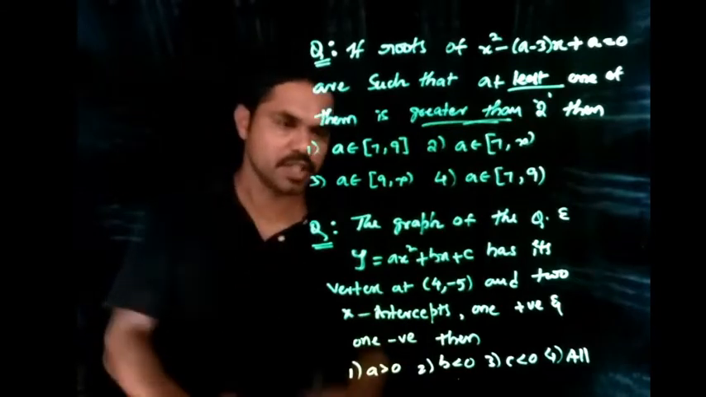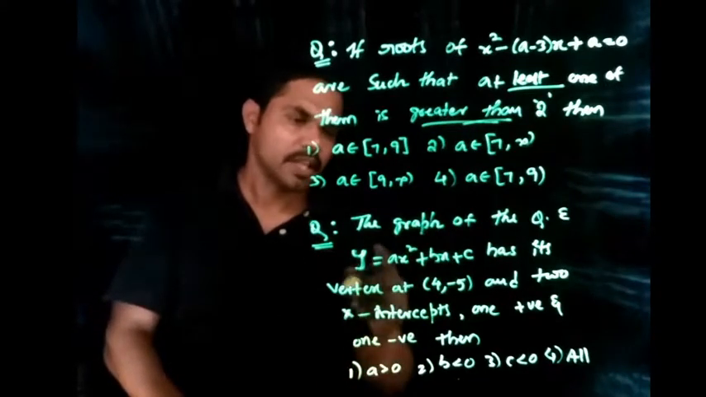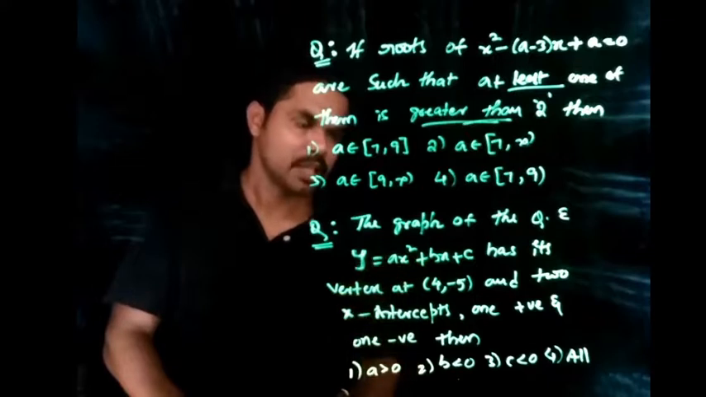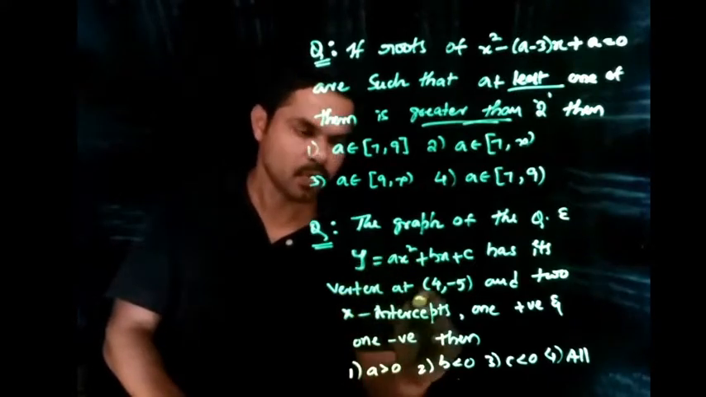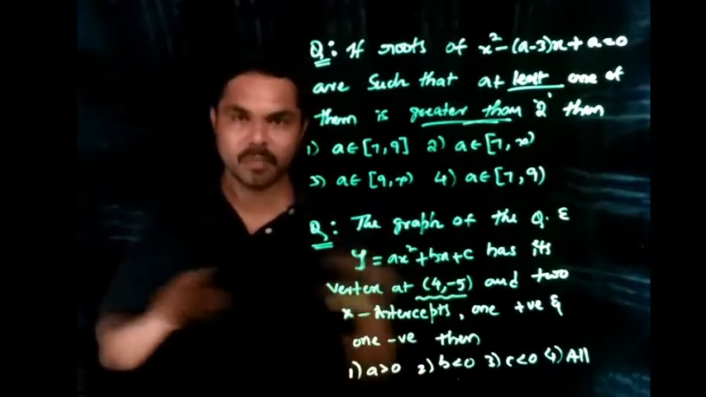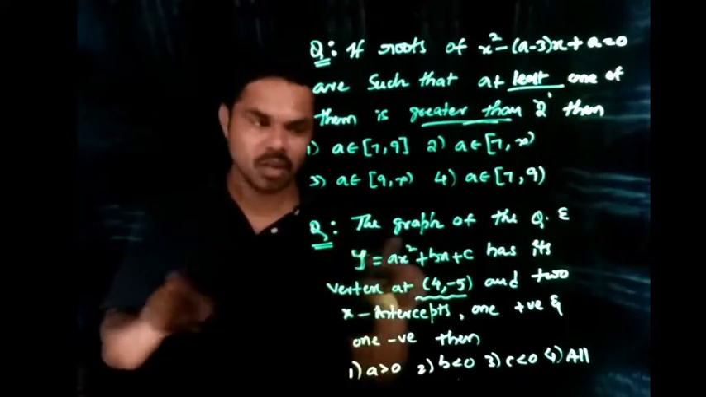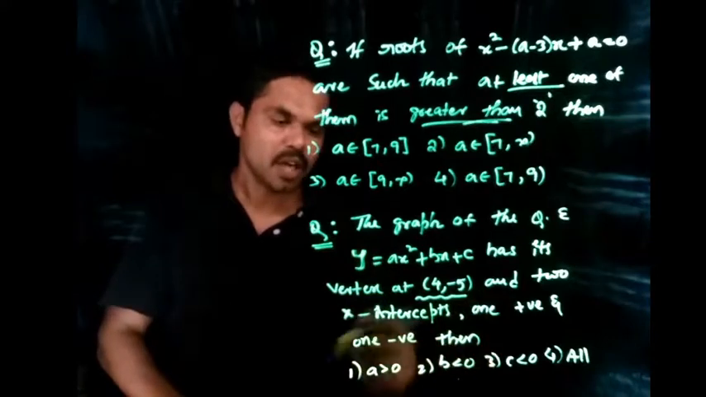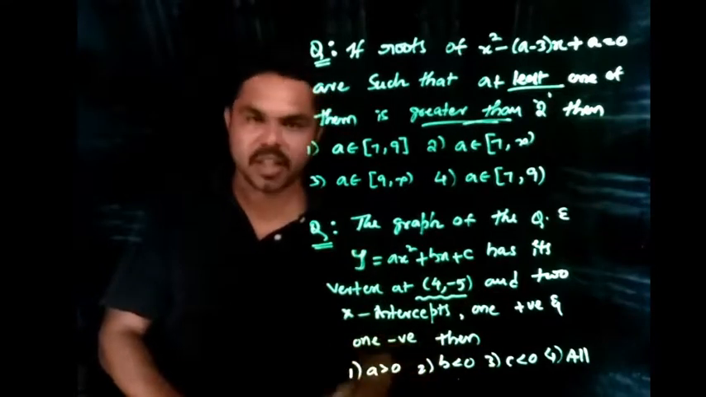The second question is: the graph of the quadratic expression ax square plus bx plus c has its vertex at 4 comma minus 5 and 2 x-intercepts, nothing but alpha and beta. Here 2 x-intercepts means alpha and beta, one is positive and another one is negative, then what are the conditions?